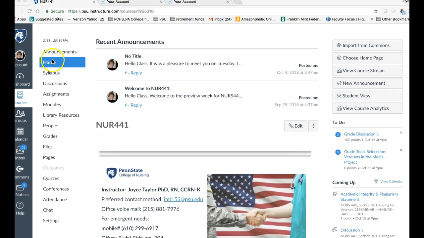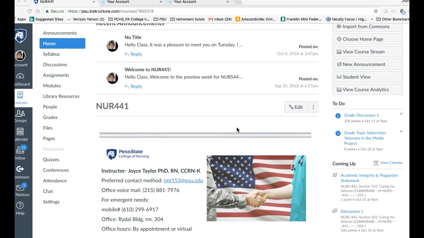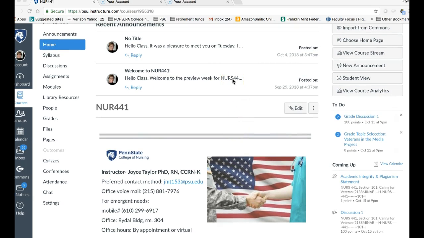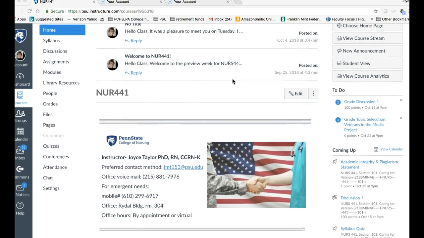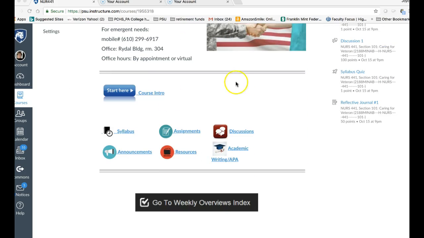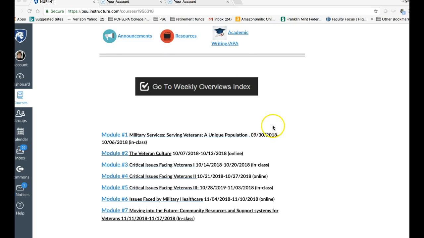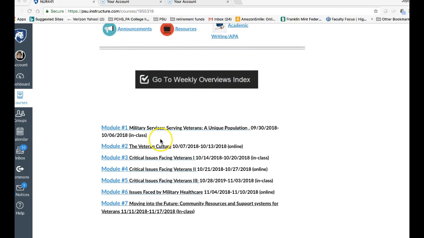The course room itself, everything starts from the home page. This is the home page right here. Announcements will usually be listed on the top. As you scroll down the home page, you'll see different links that are important, especially for academic writing, the syllabus, discussions, etc. We go to each module using the list here, so let's just click on Module 1.